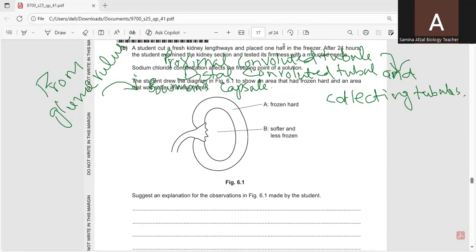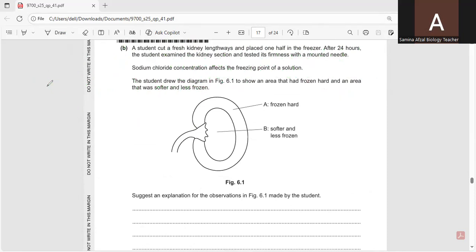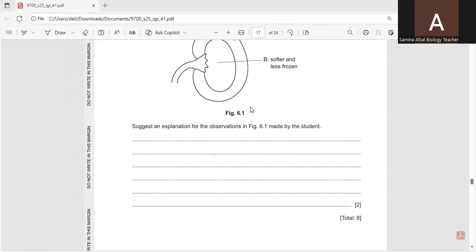And the next question is, a student cut a fresh kidney lengthways and placed one half in the freezer. After 24 hours, the student examined the kidney section and tested its firmness with a mounted needle. Sodium chloride concentration affects the freezing point of a solution. So the student drew the diagram, figure 6.1, to show an area that had frozen hard and an area that was softer and less frozen. The hard frozen part is the cortex, and the medulla portion is soft and less frozen. They have labeled them A and B.